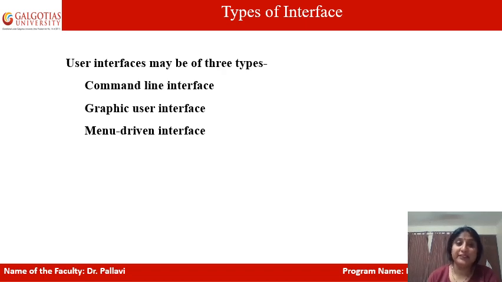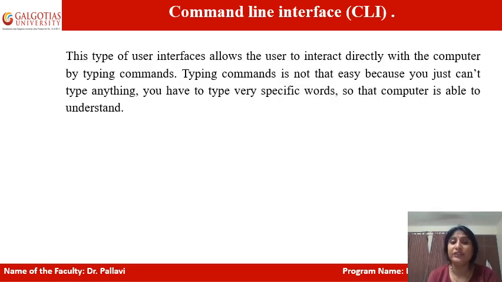Types of interfaces. Guys, we have user interfaces of 3 types: command line interface, graphic user interface, which we call GUI, and menu driven interface. We will try to know what each is exactly. Command line interface: this type of user interface allows the user to interact directly with the computer by typing commands. Typing commands is not that easy because you can't just type anything. You have to type very specific words so that the computer is able to understand.